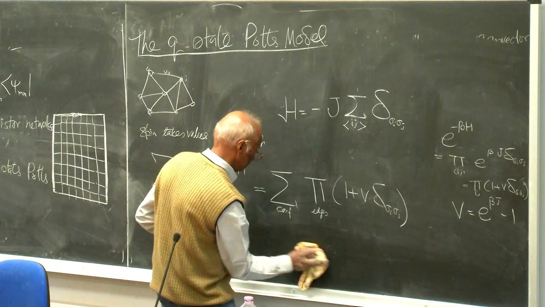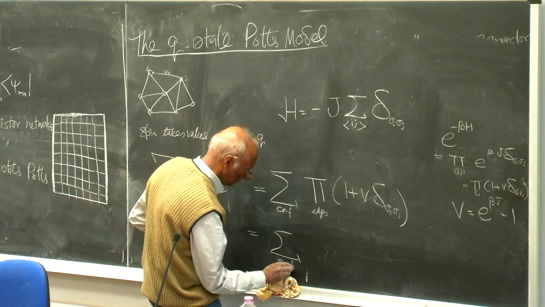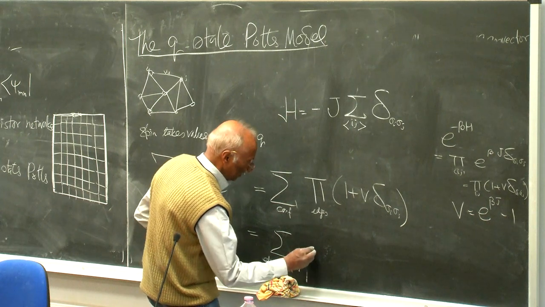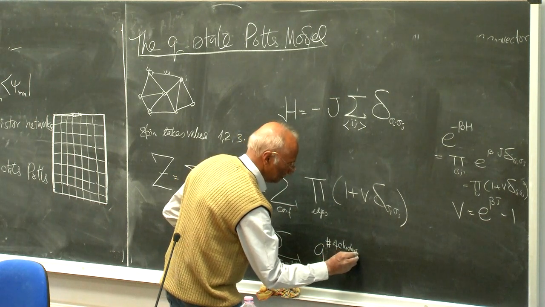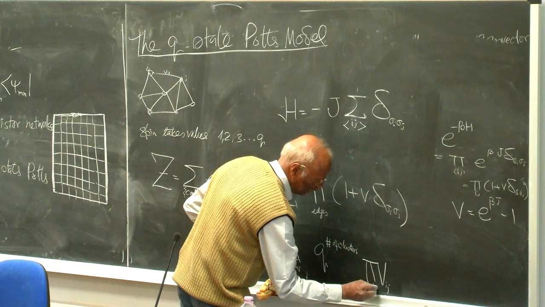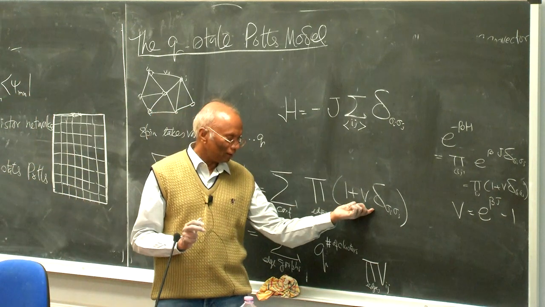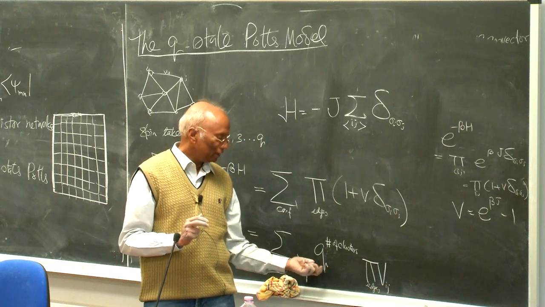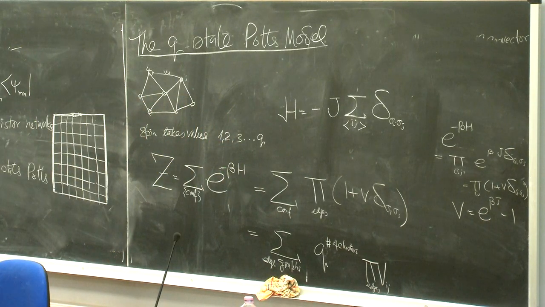So the summation over spins gives a summation over edge graphs of q to the power number of clusters, times the product of v_ij over edges. So that is the basic expansion. When I expand this out and sum over spin states, the number of states allowed with these delta functions will be q to the power number of clusters, because each cluster can be in any of q possible states. And if a site is not coupled to anything, that is called a cluster of size 1.